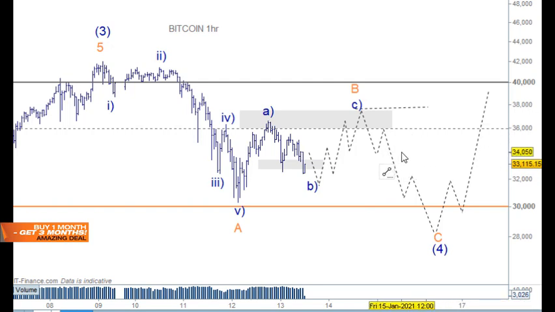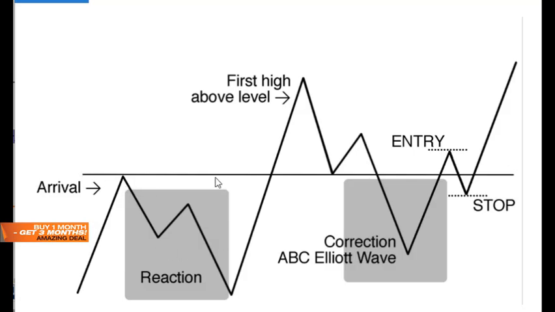So if I refine this little move here, we can just have a look at that first of all. If this was the 36 here, we would have wave 3 here, wave 4 here, and wave 5 here. So the arrival, the reaction, the first high above the level, then the ABC pattern. So we can use that first high above the level here to go long on, and we should be able to refine that down to this second high here.